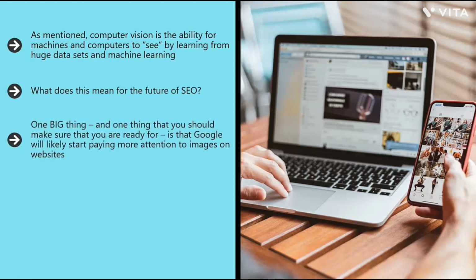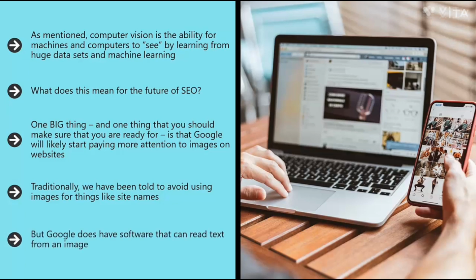One big thing, and one thing that you should make sure that you are ready for, is that Google will likely start paying more attention to images on websites. Traditionally, we've been told to avoid using images for things like site names. Why? Because Google can't read an image, and therefore we won't get any SEO benefit from that. But Google does have software that can read text from an image. This is called OCR, Optical Character Recognition.